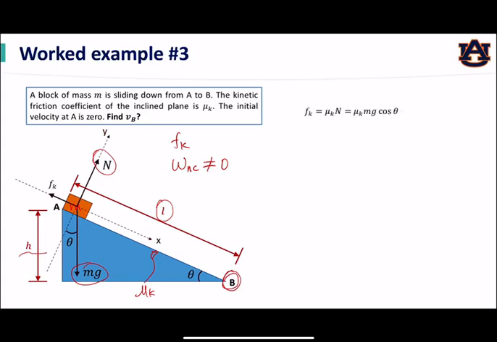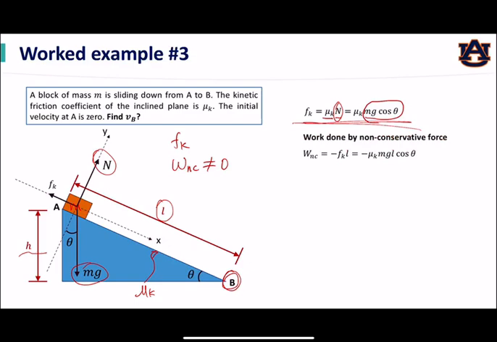So now let's find the kinetic friction. It equals the kinetic friction coefficient multiplied by the normal force. And we have been very familiar with the fact that N equals mg cosine theta. So we can directly write down the kinetic friction.